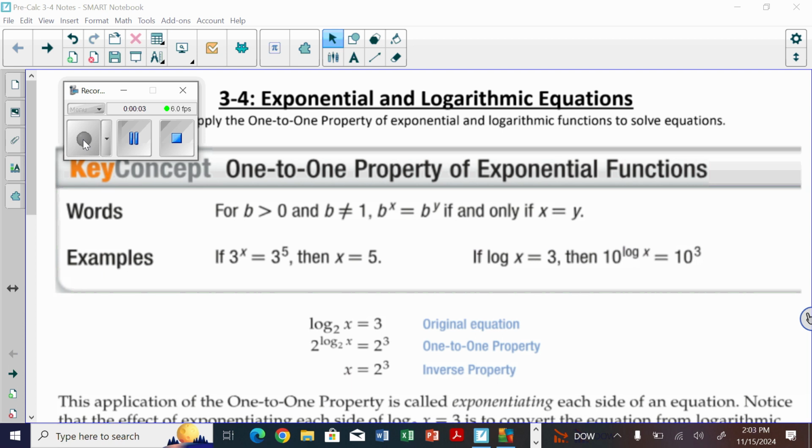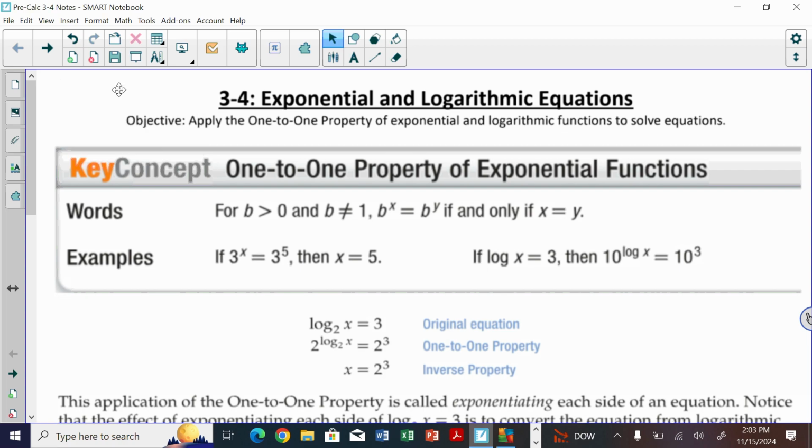All right. Section 3 for exponential and logarithmic functions. Okay, so short and sweet here. This one is just about applying the one-to-one property of exponential and logarithmic functions to solve equations.